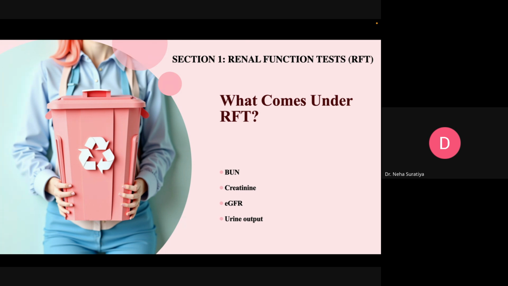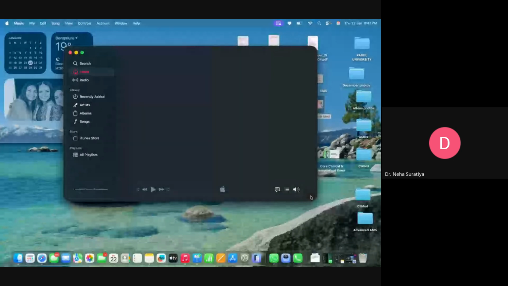So what comes under RFT? We have BUN, we have creatinine, we have eGFR, and we have urine output. The commonest mistake students make is focusing only on one or two parameters and ignoring others. But in reality, we need to connect all the points together to make any clinical judgment.